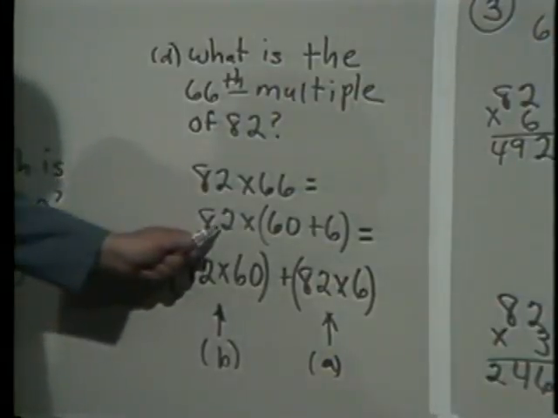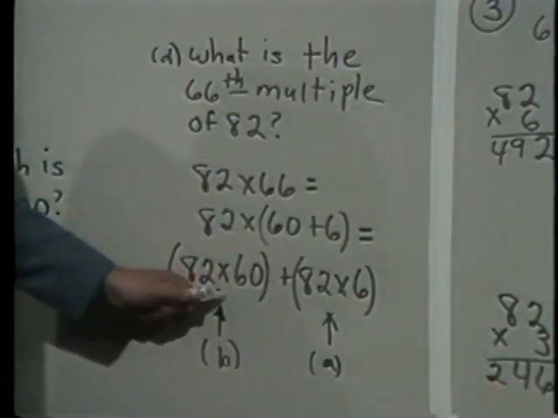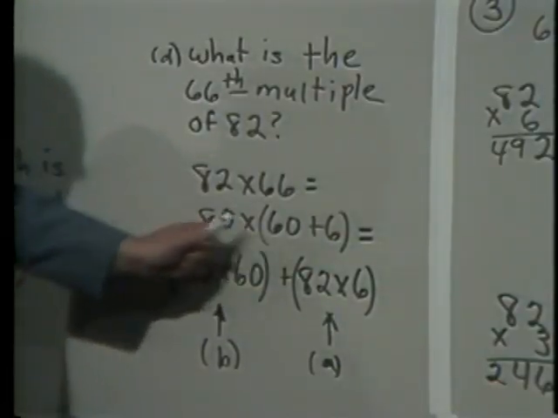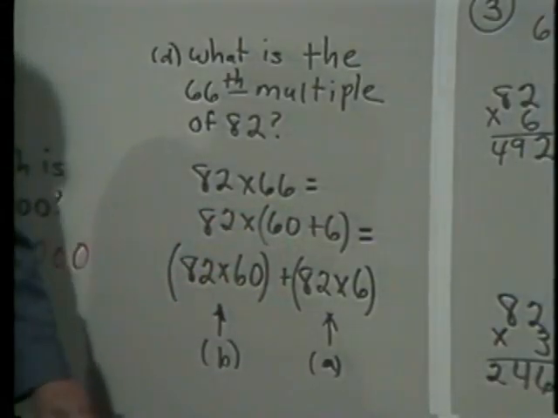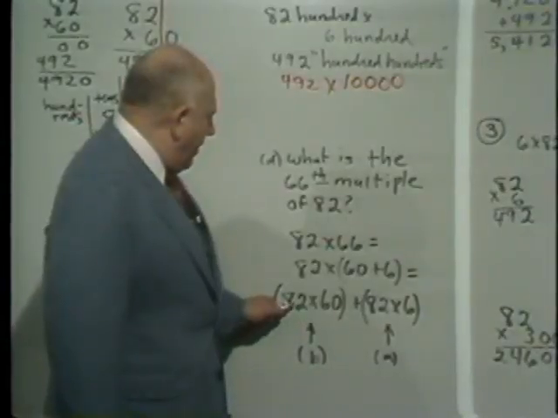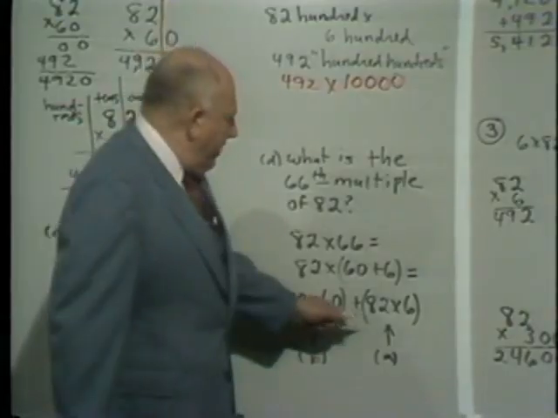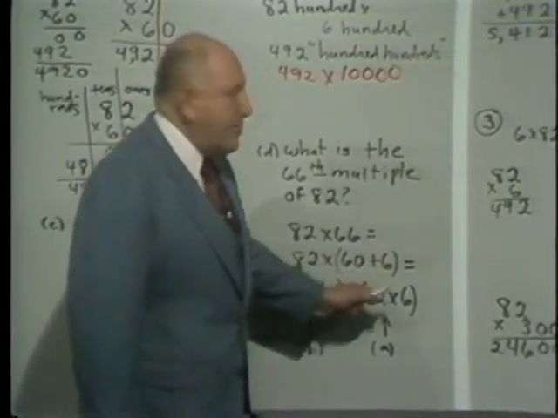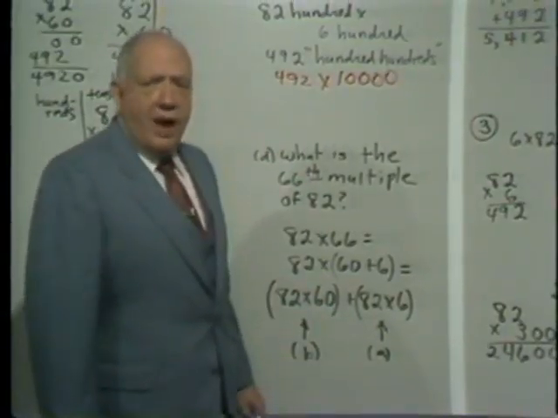In other words, it's what? 82 times 60, which, by the way, is what we did in Part B, plus 82 times 6, which is what we did in Part A. Now, in Part B, we saw that 82 times 60 was 4,920. In Part A, we saw that 82 times 6 was 492. So, therefore, all we have to do is add these two answers.